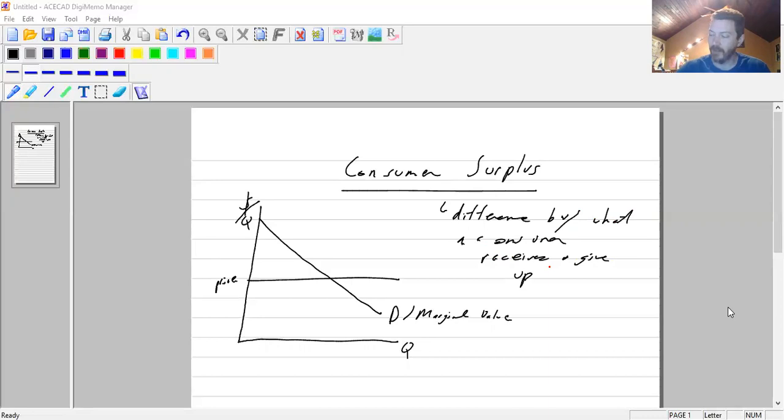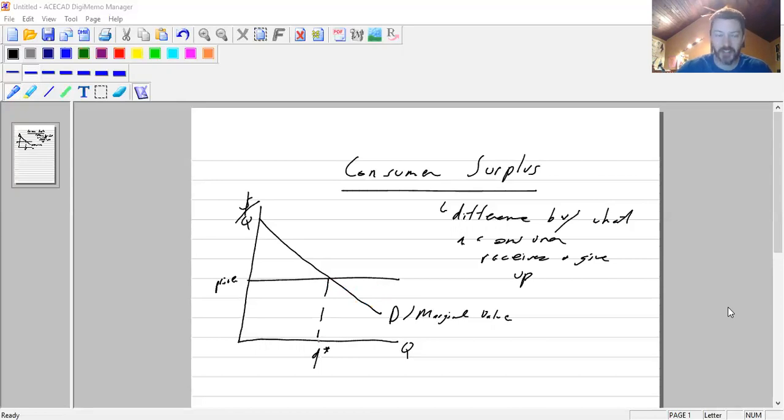We've already established that at this price, the consumer will buy this many units of a good. Call that Q star. Beyond Q star, the cost of the good is higher than the value that the consumer receives. Past Q star, this price is higher than the marginal value. A consumer would be stupid to buy beyond Q star. The consumer would be paying for something that is just not worth it.